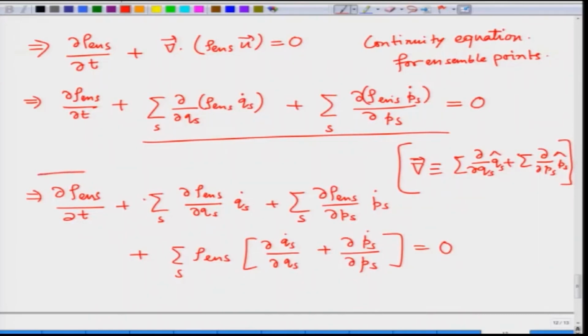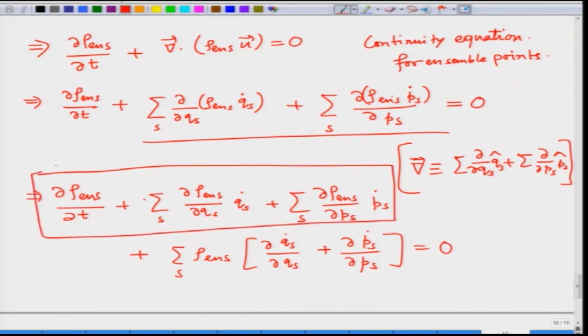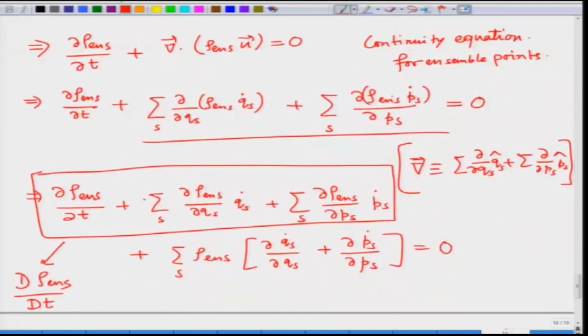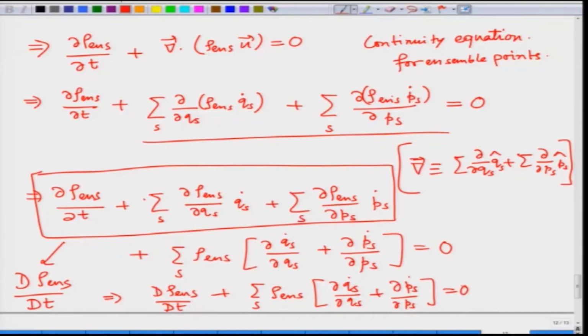Now, what you also know is that this is the definition of dρ_ens/dt. If you just go through this definition, you will see this is nothing but these terms. So then finally, we can write from here dρ_ens/dt plus summation over s of ρ_ens (∂q̇_s/∂q_s plus ∂ṗ_s/∂p_s) is equal to 0. Now, we know that we have to show this is equal to 0, this one equal to 0. So what is the only way of doing that? We have to prove this one is equal to 0, the second term.